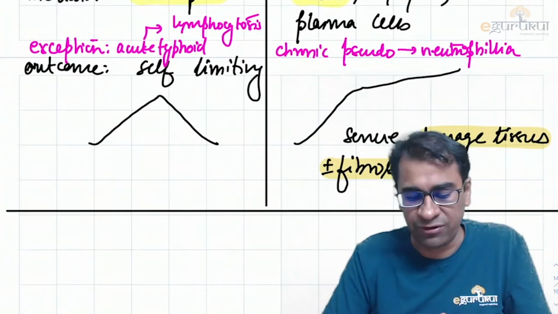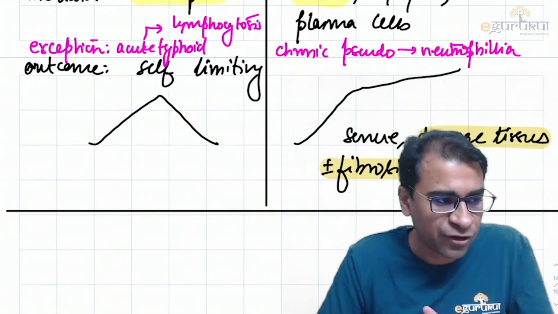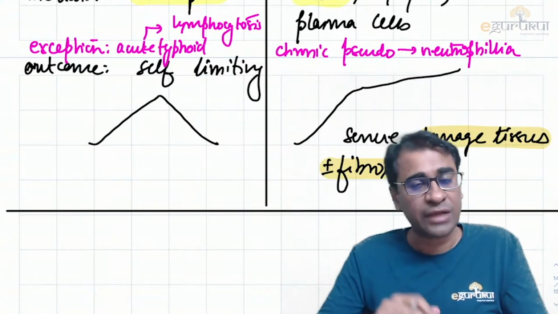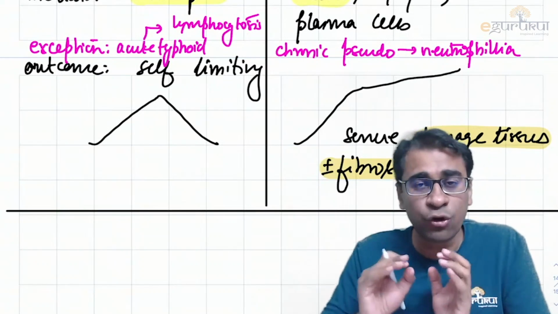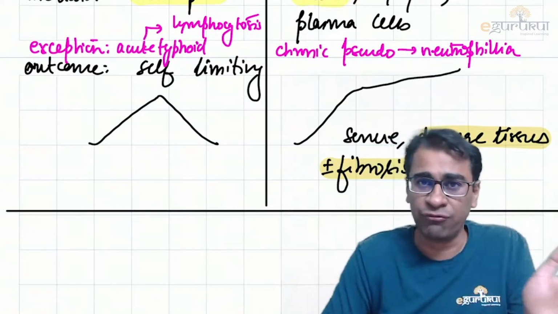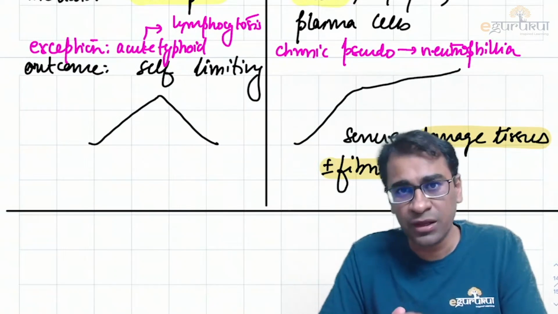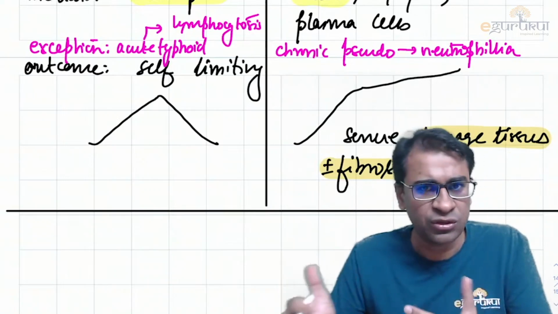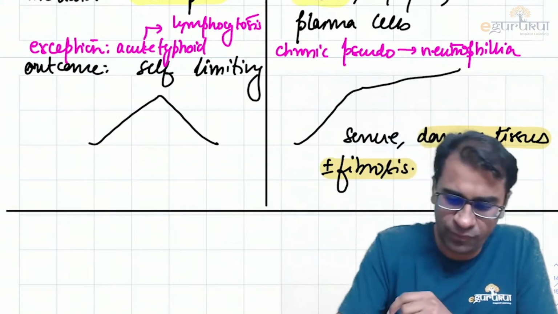In acute typhoid fever, there is lymphocytosis, and in chronic pseudomonas infection, there is neutrophilia. So that means there is an exception. Even in a chronic pseudomonas infection, still there is no macrophage. There is still a neutrophilia. Why? It's just an observation. It doesn't have a lot of answers there.